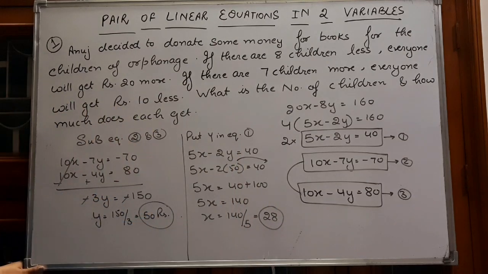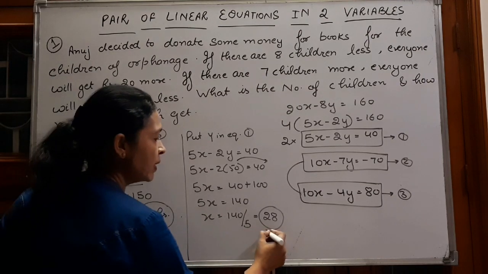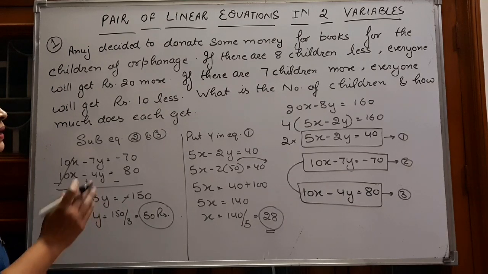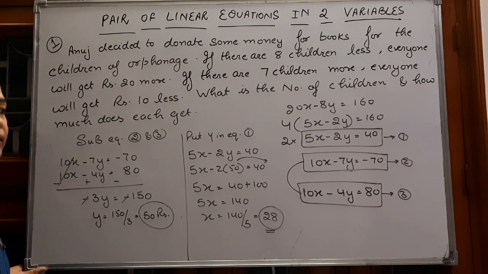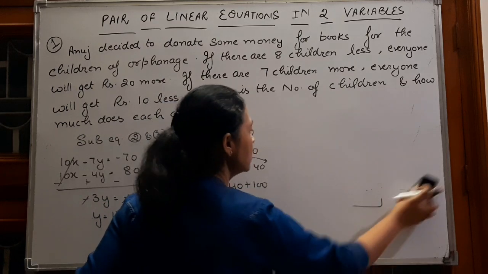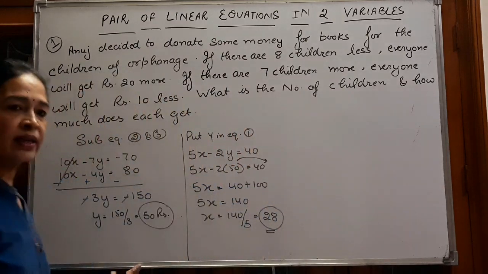28. We have 28 children and each child will get 50 rupees. Clear? This is our answer. You will write the number of children in the orphanage are 28 and each child will get 50 rupees. The best part of questions and linear equations is that you can check your answer by yourself. But I am rubbing it. Please note it down. Now, this is our answer.